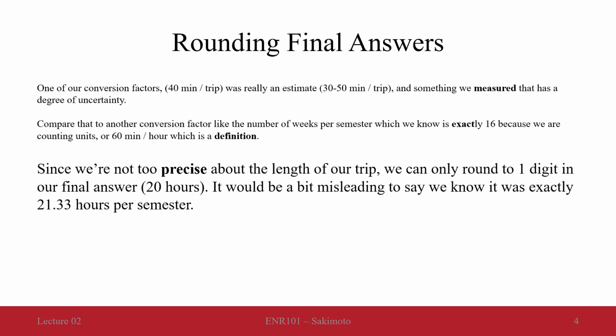Since our measured conversion factor, 40 minutes per trip, is not terribly precise, there's a large range of 30 to 50 minutes, we can really only round our final answer to a similarly imprecise 20 hours as opposed to saying 21.33 hours. Because our estimate of the length of this trip wasn't very precise, it would be misleading to pretend that our final answer is more precise than that. It'd be misleading and a bit unethical to say we know it's exactly 21.33 hours per semester.